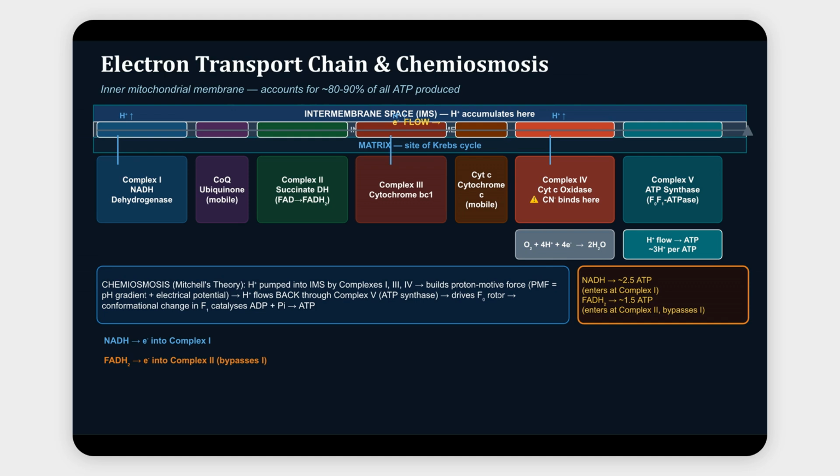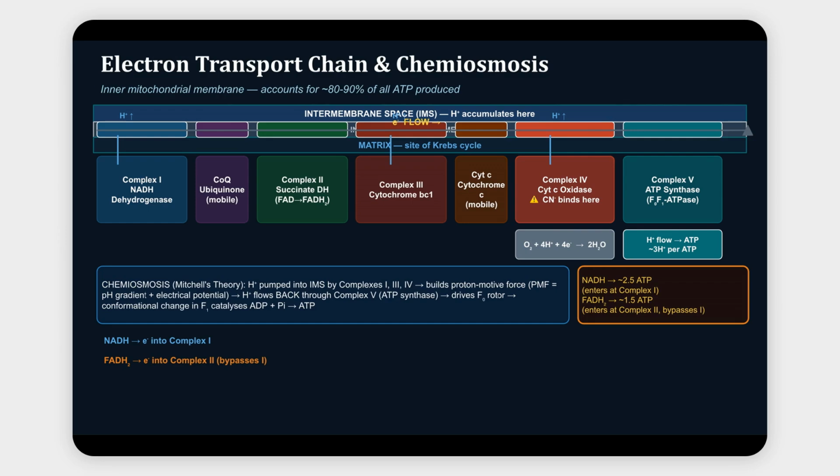Complex 3, cytochrome BC1, accepts electrons from ubiquinone and transfers them to cytochrome C, pumping 4 more protons into the IMS via the Q cycle mechanism. Cytochrome C is a small water-soluble protein that is on the extracellular surface of the inner membrane. It carries electrons one at a time from complex 3 to complex 4.